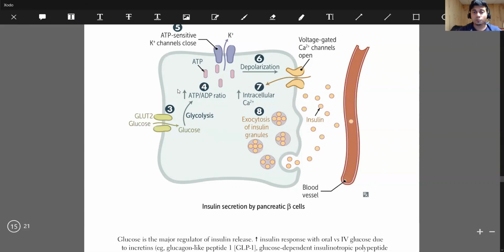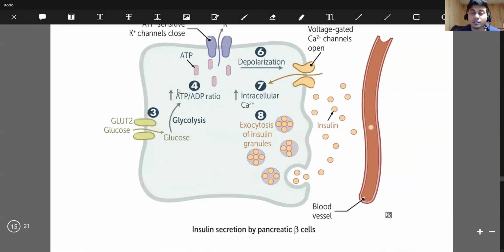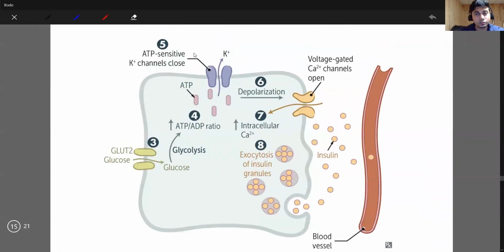Now, here you see one of the major regulators of the insulin release. That means how the insulin is actually released and what is the signal that helps release the insulin from the beta cell of the pancreas. Here in the beta cell of the pancreas, we have this glucose channel called glucose transporter 2. There are several glucose channels we're going to describe. This one is glucose transporter number 2, and through it, glucose is entering this beta cell of the pancreas.